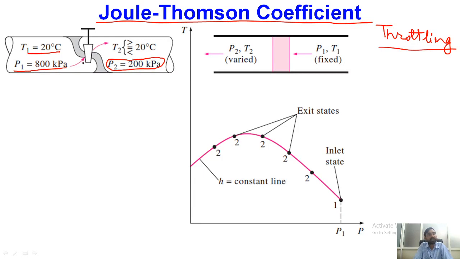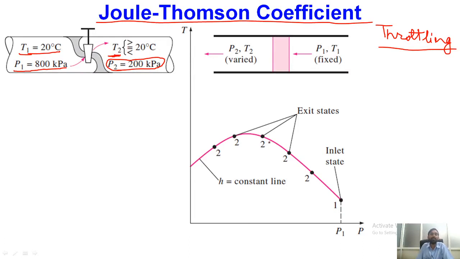However, if you see the temperature, the temperature at the inlet was 20 degrees Celsius, and for the temperature at the outlet I have included three conditions. The temperature can be greater than 20 degrees Celsius, equal to 20 degrees Celsius, or less than 20 degrees Celsius. Till this stage, we have studied only one possibility, that the temperature will be less than 20. But what I am saying is that it can be either equal to 20 or greater than 20.